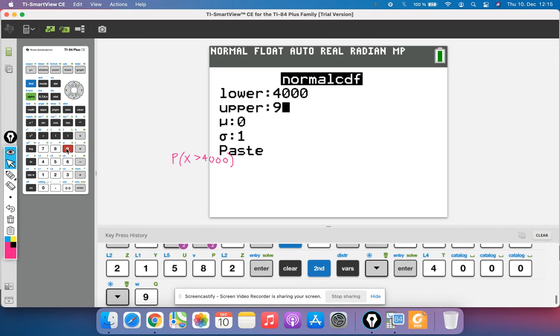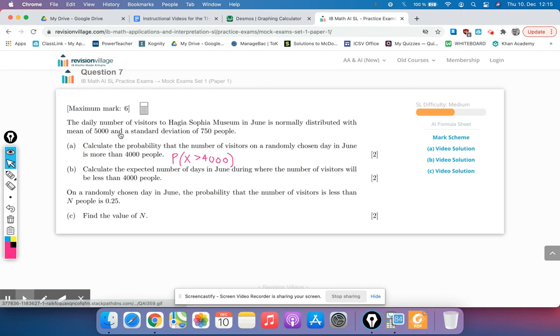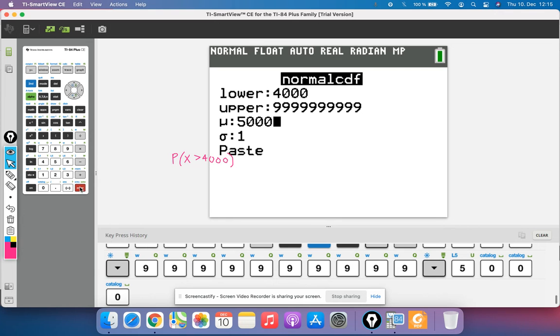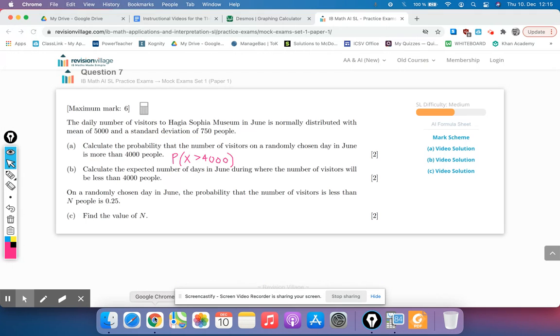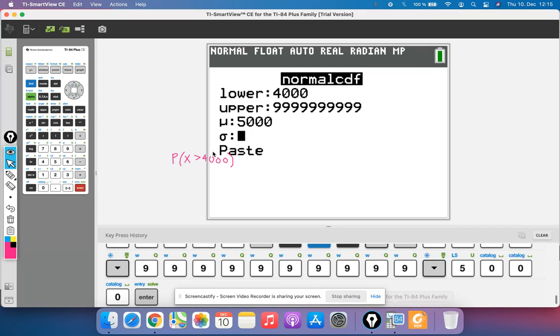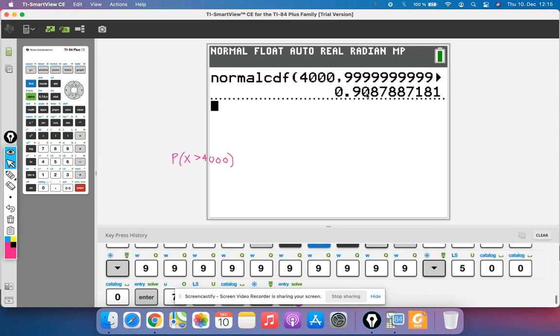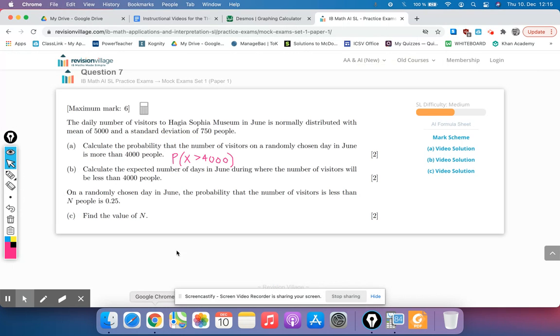So now I'm going to type in a bunch of 9s to represent infinity. Then the mean, this mu means the mean, which in the problem is given as 5,000. So I enter in 5,000, enter, and then this sigma is the standard deviation, which is 750. Now I'm going to paste this into my home screen and hit enter, and I get 0.909 if I round to 3 sig figs.